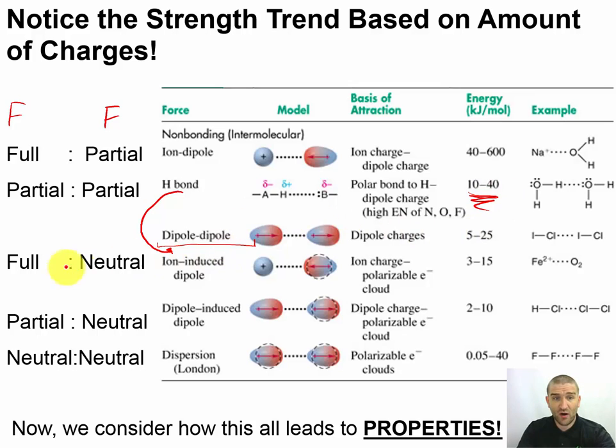Next down, we'll have our full charge to neutral, our partial charge to neutral, and our neutral to neutral. Keep in mind that molecules can have more than one of these. They can also have multiple occurrences of each of these, and what we care about in terms of the strength of how they stick to something is the total amount of attraction they've got to a neighbor.